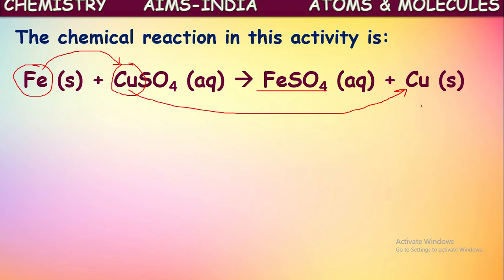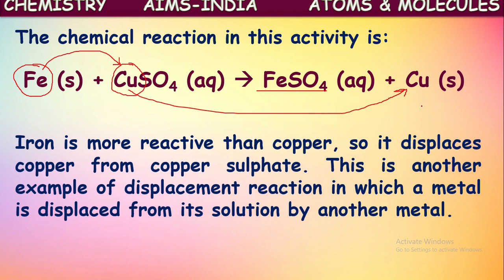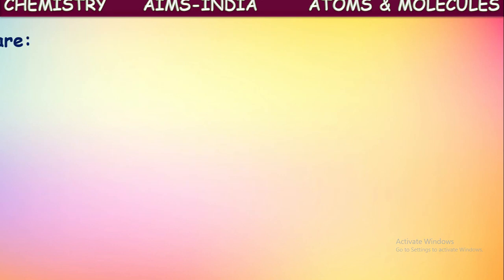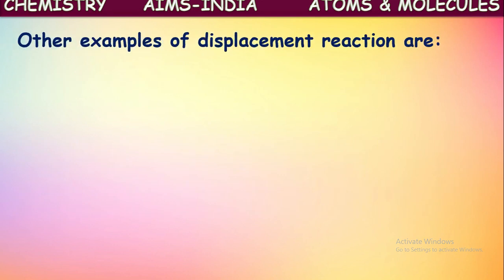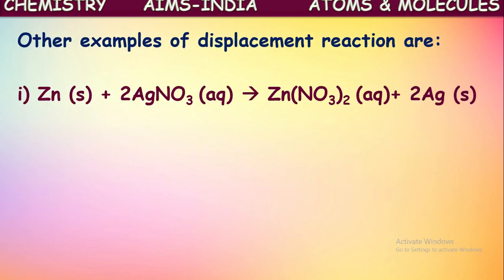Metal displacing metal. Iron is more reactive than copper, so it displaces copper from copper sulfate. So this is another example of a displacement reaction in which a metal is displaced from its solution by another metal. Okay. Let us see some other examples of displacement reactions, like zinc reacting with silver nitrate forming zinc nitrate and silver. Here, which is the more reactive metal?